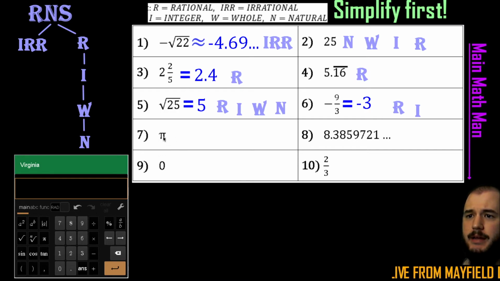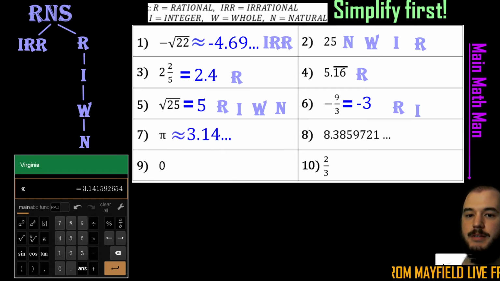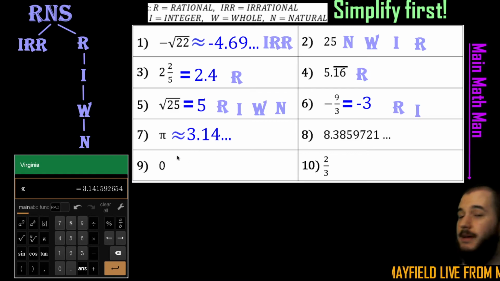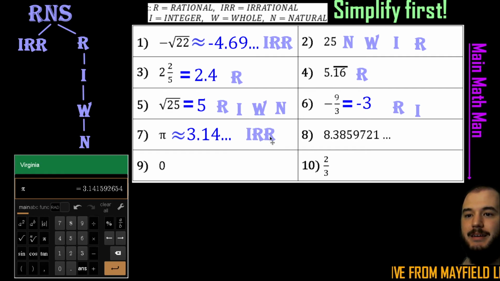For number 7, we have that wonderful Greek letter. If you're ever unsure, be mindful and use that Desmos calculator. You can click that pi button. Again, that has that 3.14159, so on and so forth. You can usually stop at that second decimal place and you see no pattern. And so you can say, hey, it does not end, it does not repeat. Since it does not do both of those things, it is irrational, meaning it cannot be displayed as a ratio.